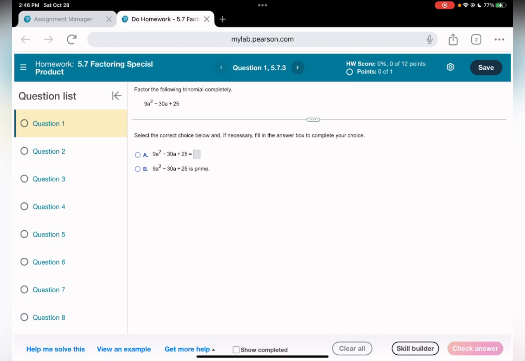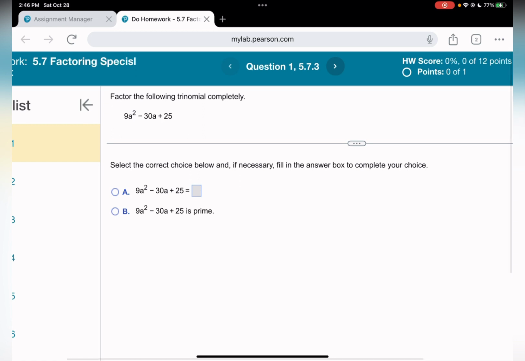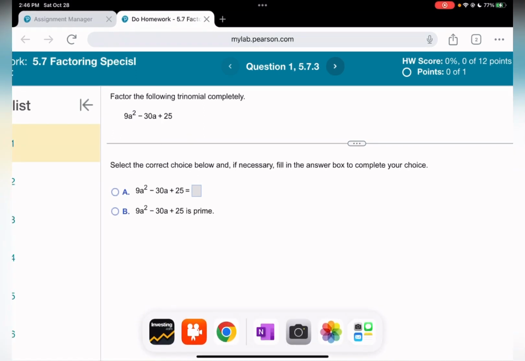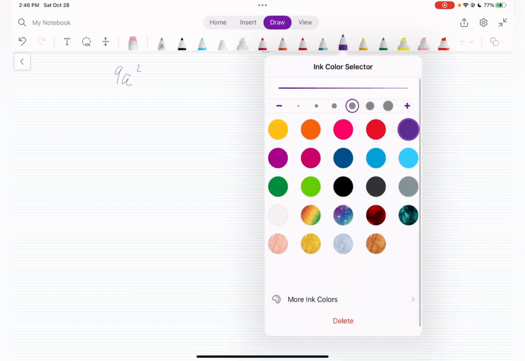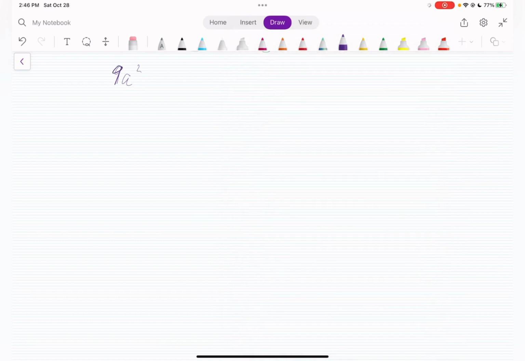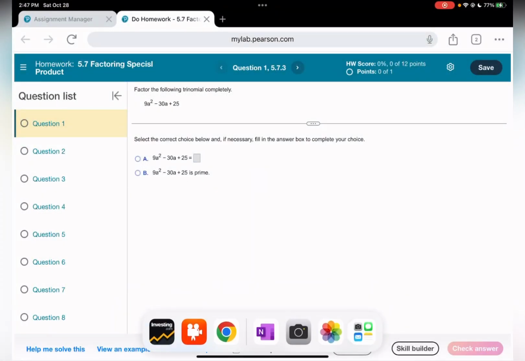Let's work on homework 5.7, factoring special product. So what do we have? We have question number 1: 9a squared minus 30a plus 25. Let me double check. 9a squared minus 30a plus 25. Very good.